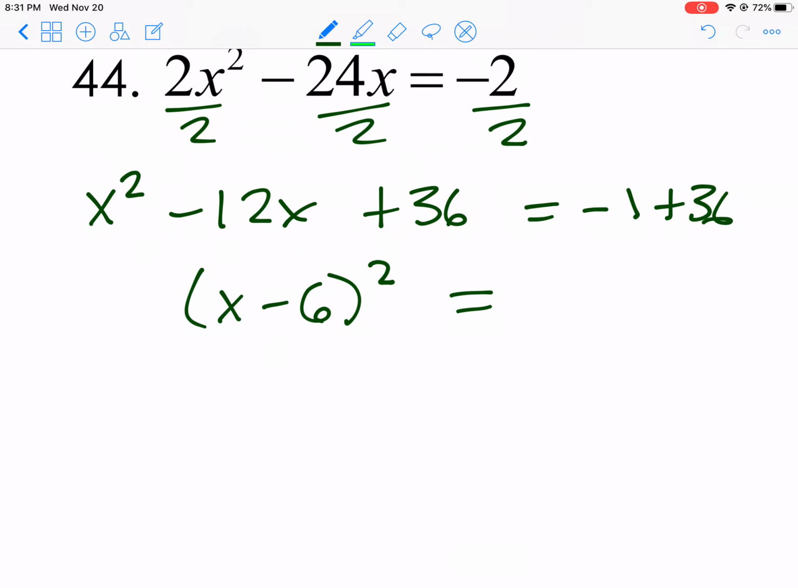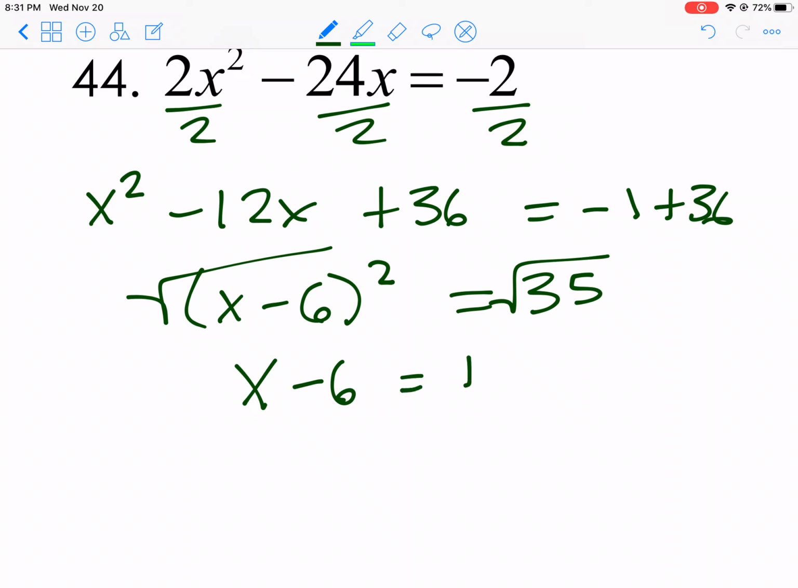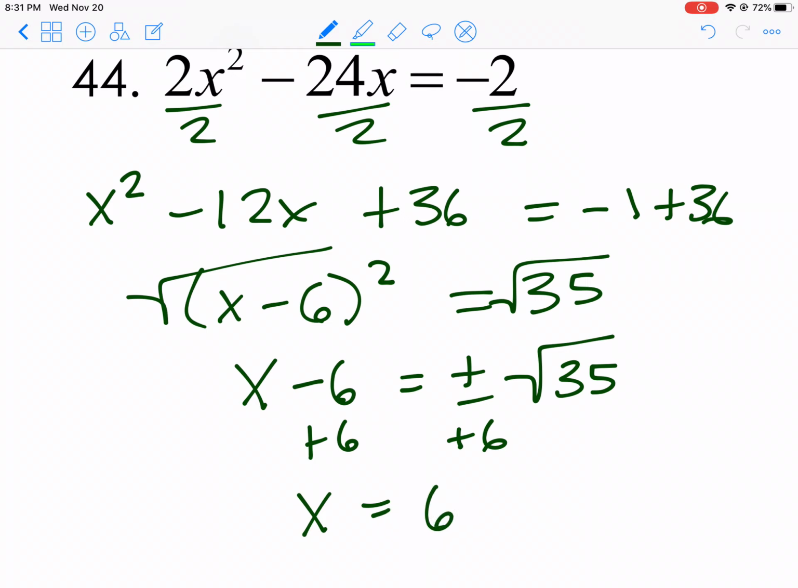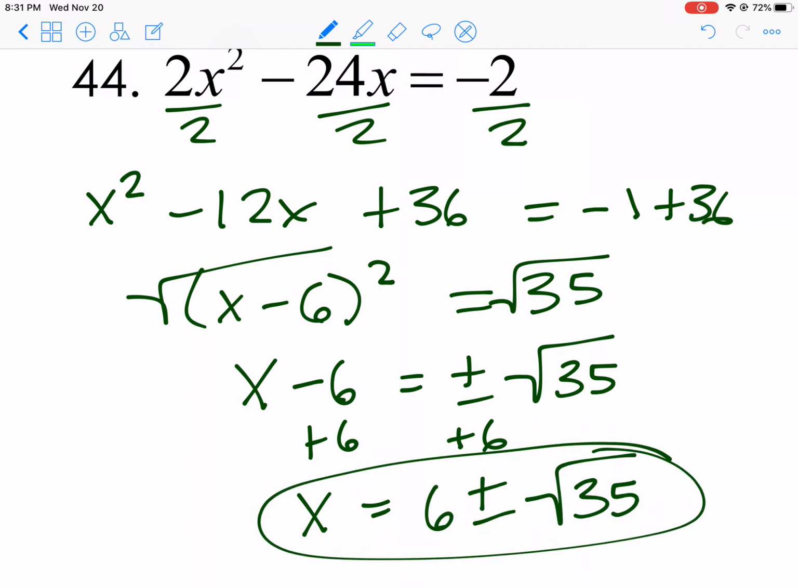Negative 1 plus 36 is 35. Now we'll take the square root of both sides and find that x minus 6 equals plus or minus the square root of 35. Our last step to get x alone is to add 6 to both sides. So our final answer is x equals 6 plus or minus the square root of 35.